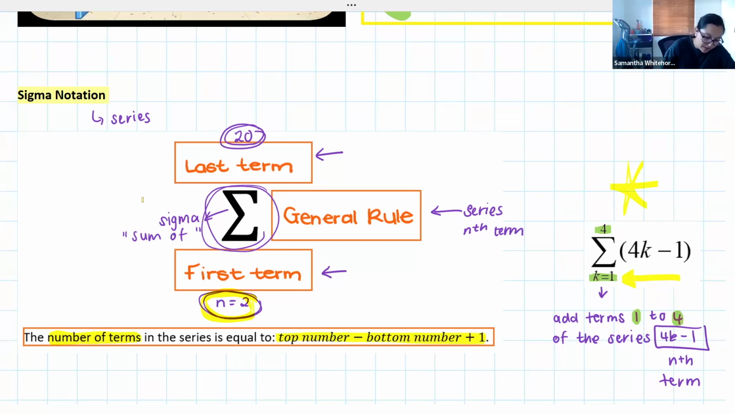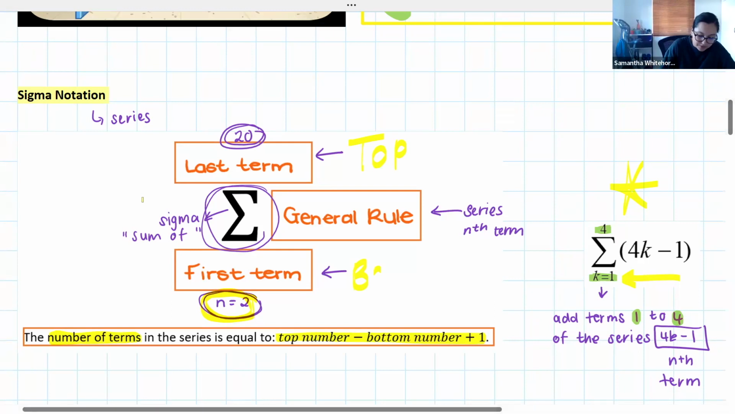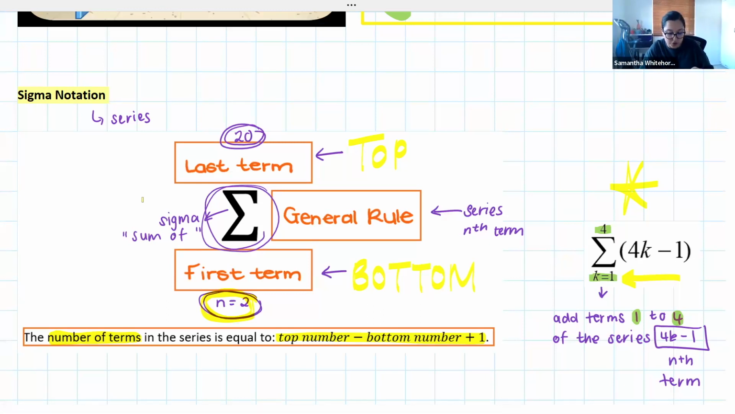So top number is obviously this value at the top. The bottom number is this bottom value, and then we add 1. Now, when we get to some examples, I will explain why that formula is true.